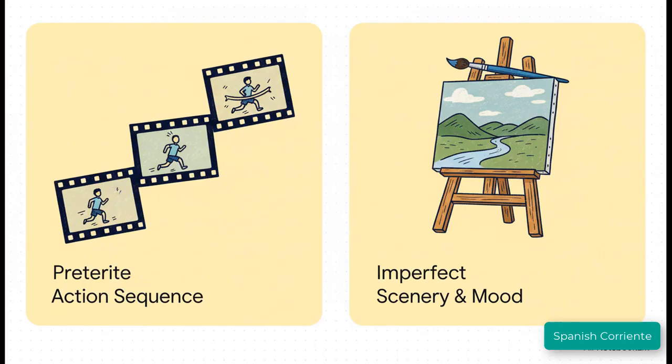And here are our two main tools, our two main players. The preterite is for the what happened. It's the action sequence, the key plot points that push the story forward. Then you have the imperfect. That's for the what was going on. It's like the scenery, the mood, the background description. Let's get to know our first character a little better.